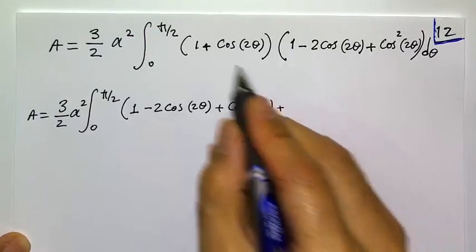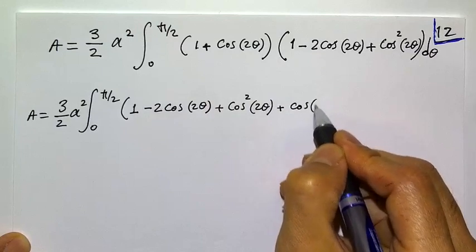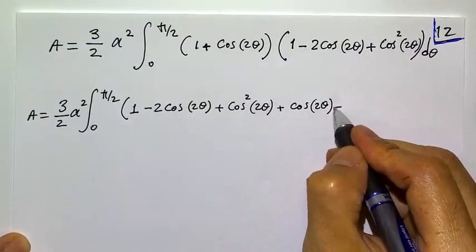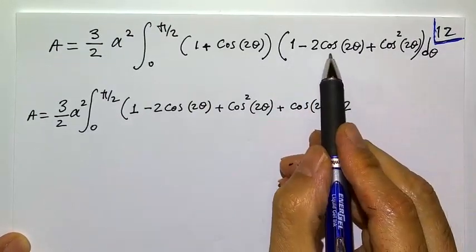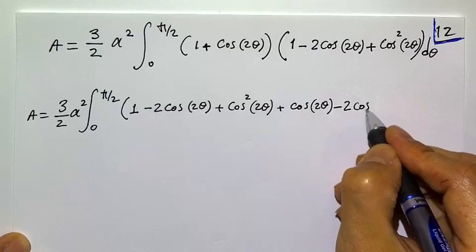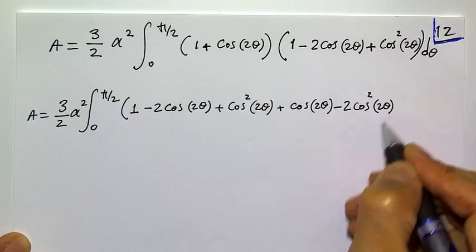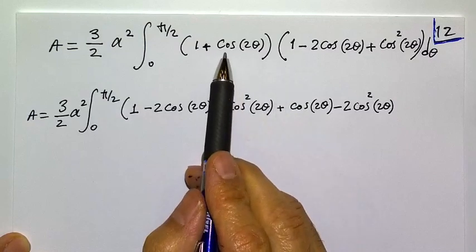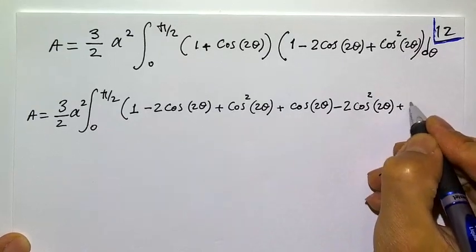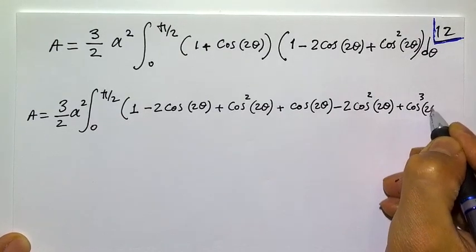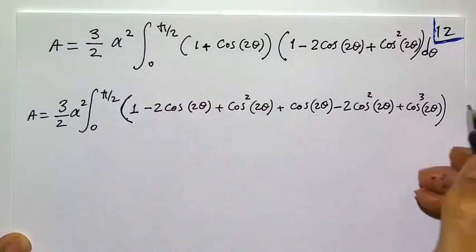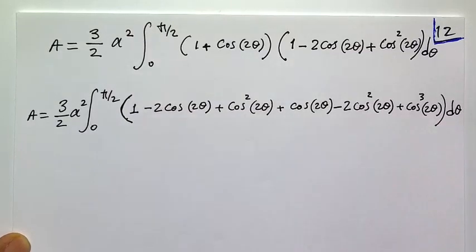So we get plus cosine of 2 theta, minus 2 cosine squared 2 theta, right? We're distributing this into that. And then plus cosine cubed 2 theta. Let me close the big parentheses, which is here and there, and then of course d theta.